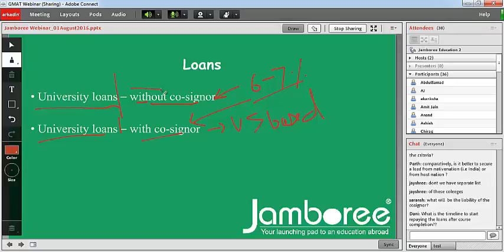Dani, the timeline, what's called the moratorium period, is like 6 months after completion of your MBA. So you start paying it 6 months after the completion of your MBA.